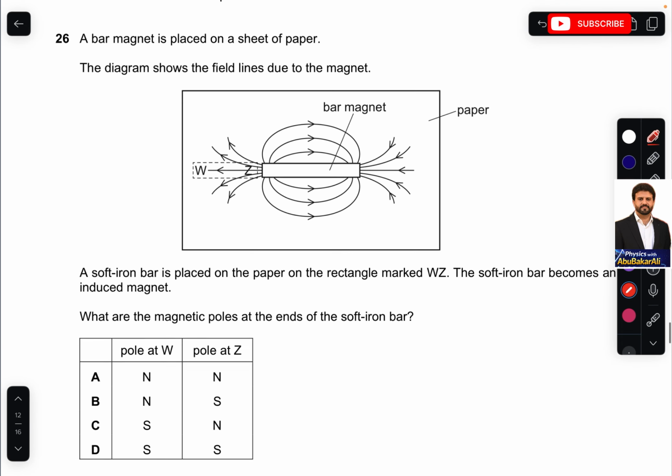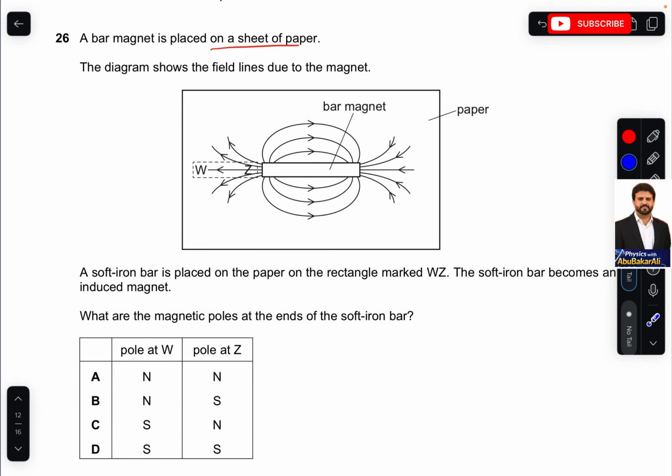Okay. So in the next question, a bar magnet is placed on a sheet of paper. The diagram shows the field lines due to the magnet. A soft iron bar is placed on the paper on the rectangular mark XZ here. It is placed here. The soft iron bar becomes an induced magnet. Now this is an induced magnet. What is the magnetic pole at the end of the soft iron bar? So see, when it is placed here, the magnetic field lines also pass through it like this.